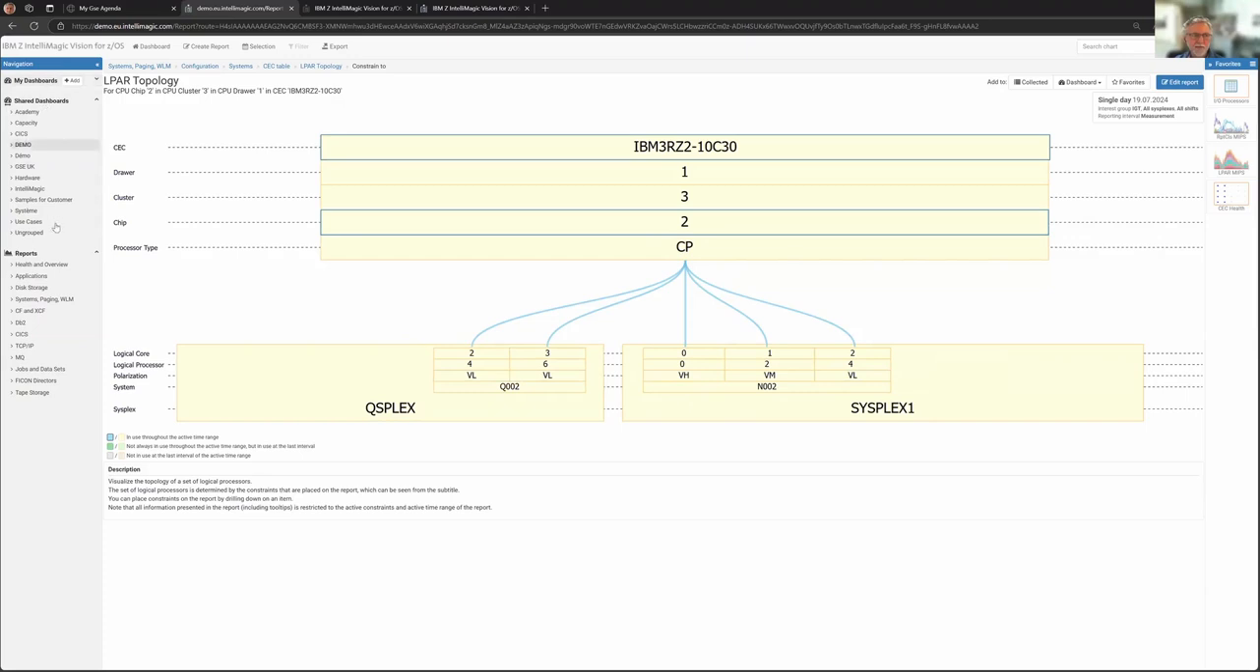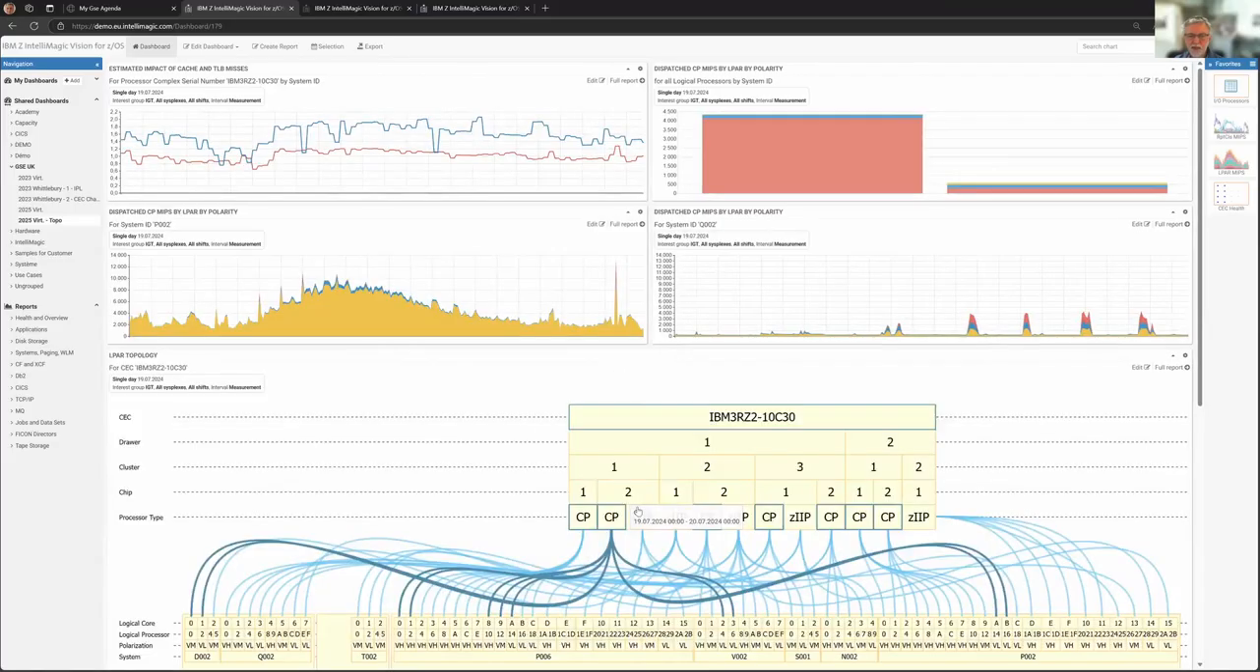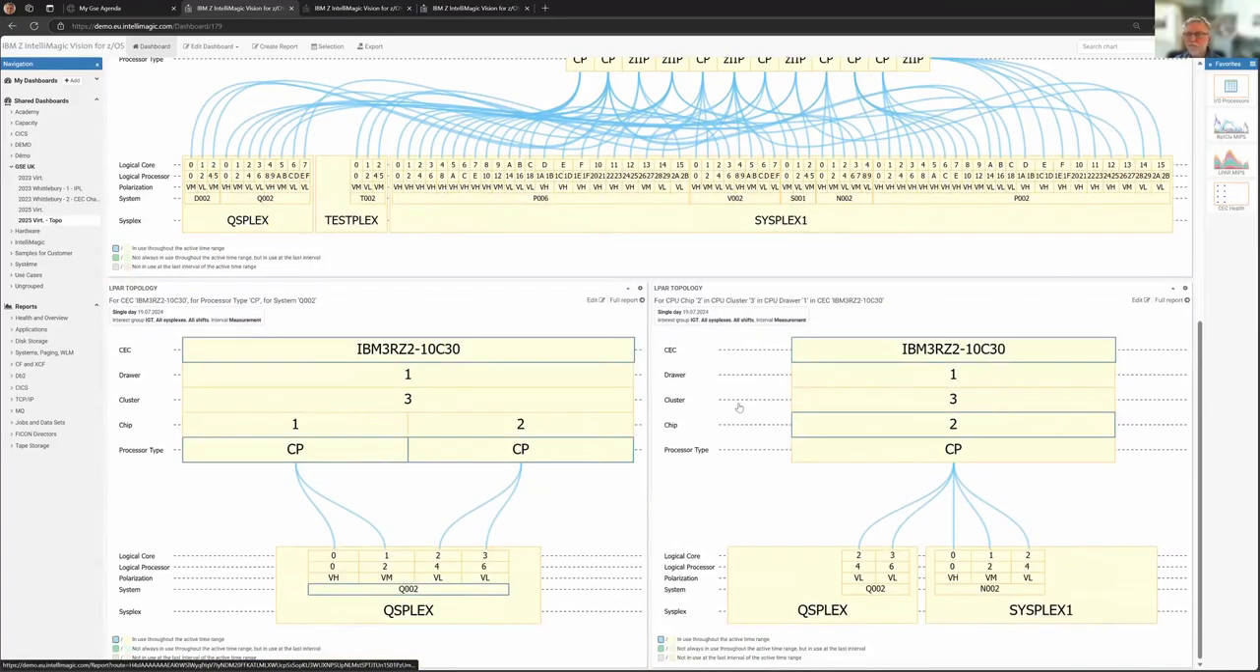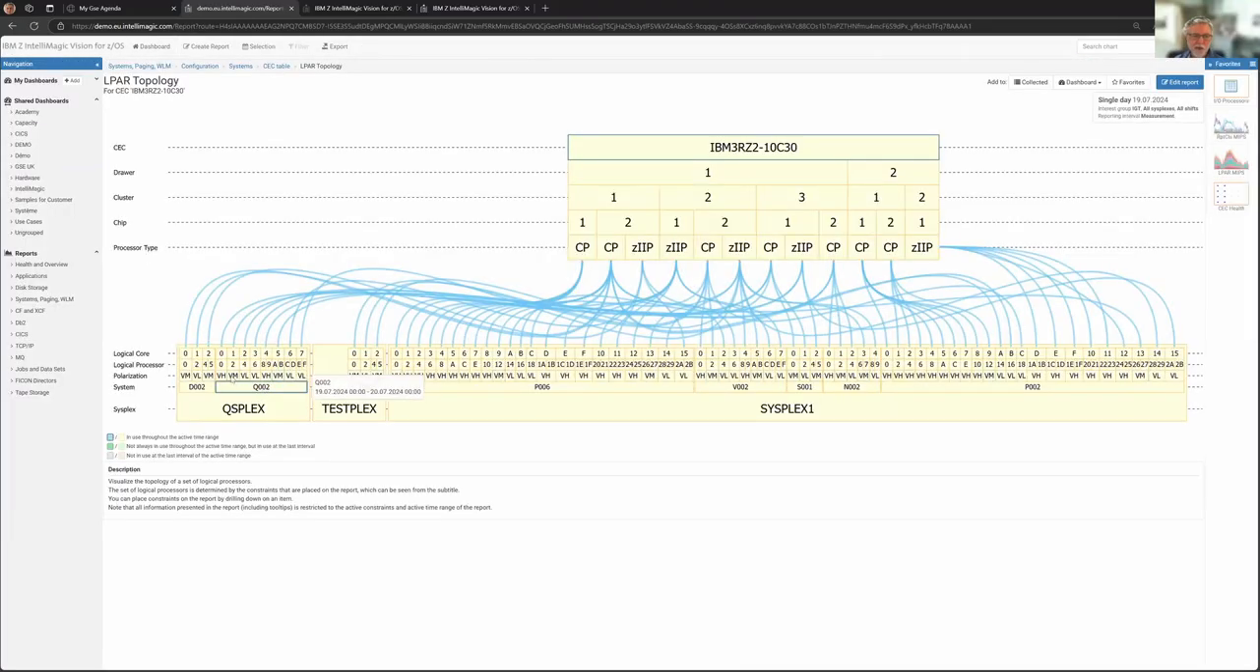Let me just go back to where I was quickly to make sure we understand what we're looking at here. Let me go to the big picture. Q002, we can see that one processor is here, this vertical high, and this is where the vertical medium and low from that system is being used. So what we can do here is look at which other LPARs, and their processor polarity and their processor usage, are being used for that chip.